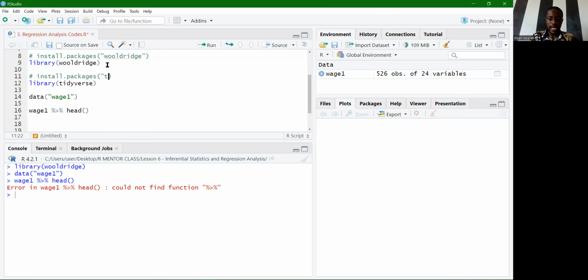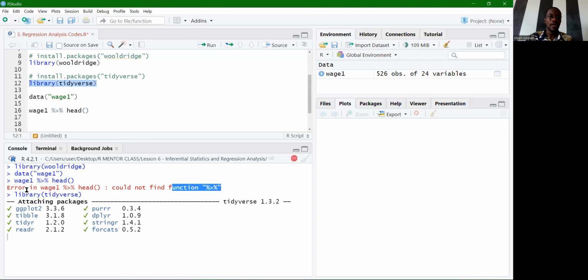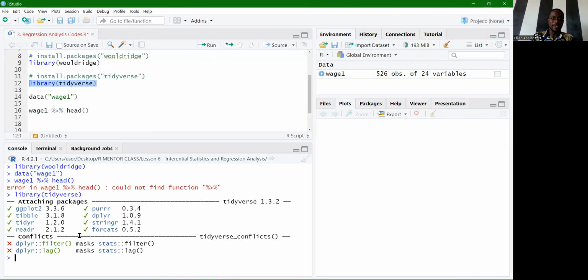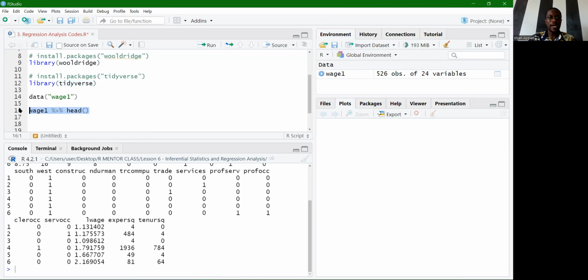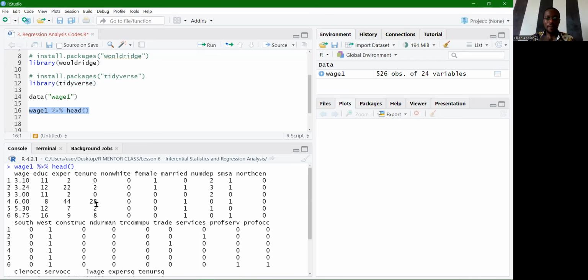So I'm just going to highlight this line of code and load the tidyverse into memory now, so I can use this chain operator, which was giving me an error because it was not found. Once the package is done loading, I can go ahead and run that line of code where we can view the first 6 observations.